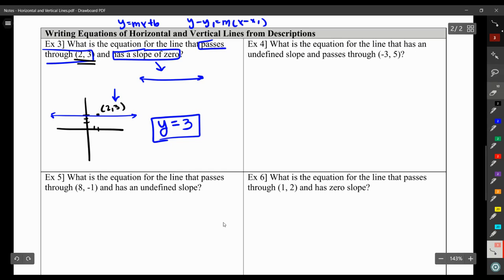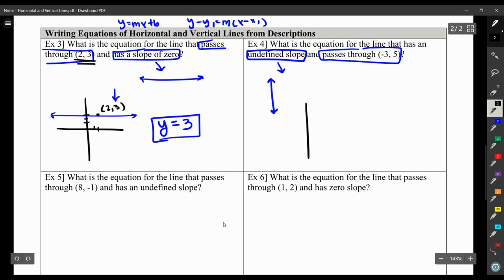So for example 4, what is the equation of the line that has an undefined slope, so there's something important, and passes through (-3, 5)? So for undefined slopes, this is definitely a special case because it's a vertical line. I definitely cannot substitute an undefined number in for a variable. That definitely doesn't work. So we're going to have to, again, approach this the same way. I'm going to make another sketch, and (-3, 5) will fall around here somewhere.